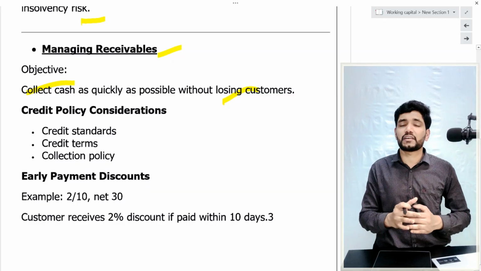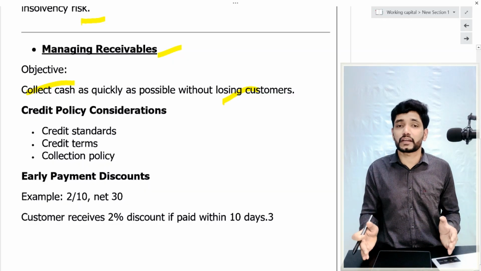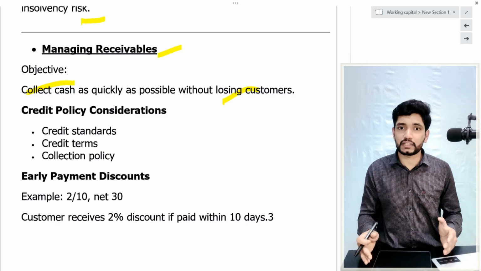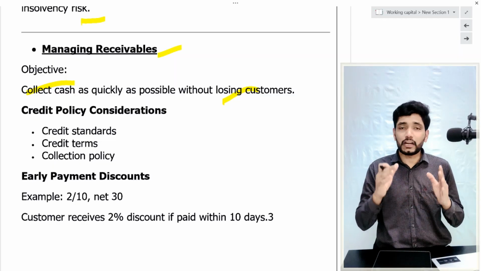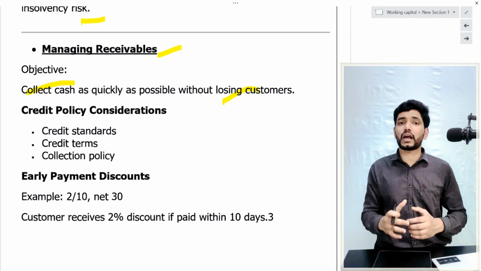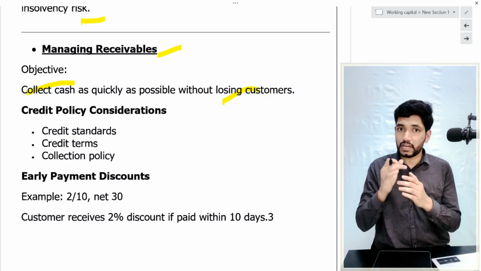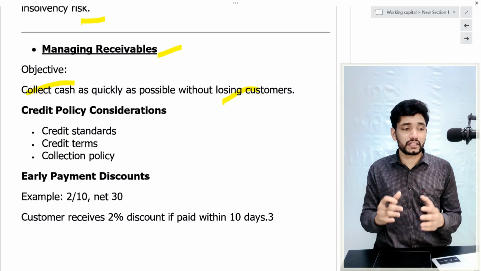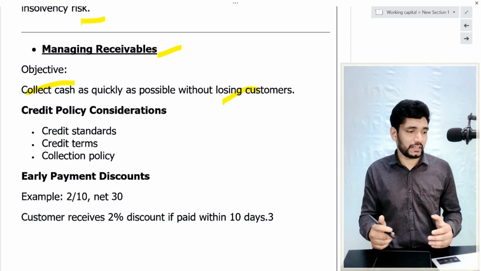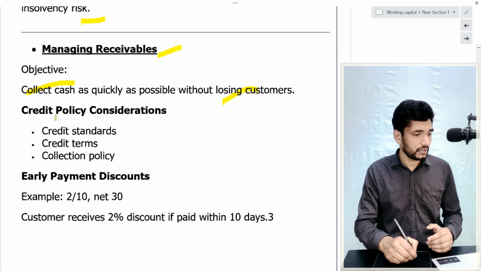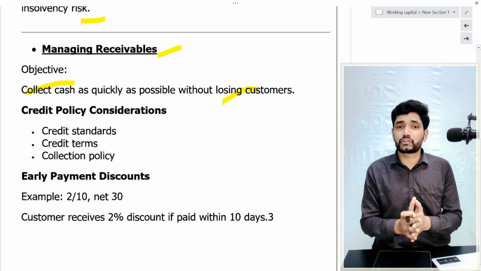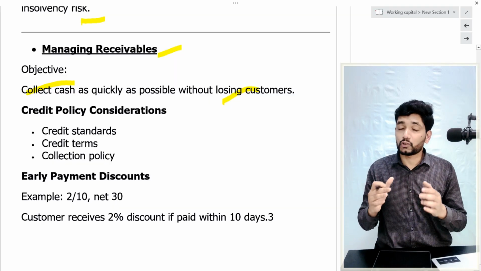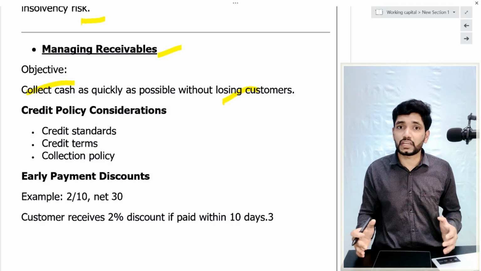So definitely the company has to offer the standard credit terms that are available in the market, to maintain that customer, and also focus on collecting as early as possible without compromising the customer's expectation. So managing accounts receivable is very crucial to manage the working capital of the company.